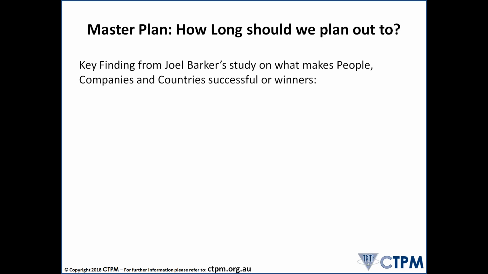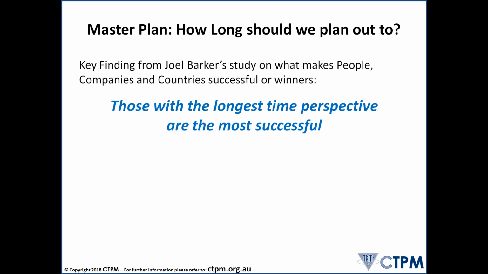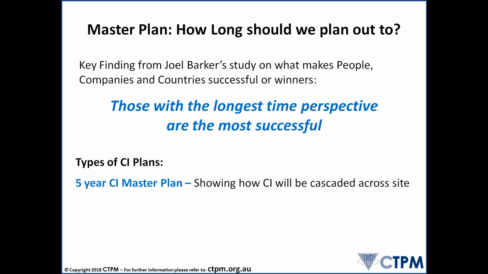Well, I keep finding from a guy who's done a lot of research into businesses and how they've been successful, Joel Barker. His study on what makes people, companies, and countries successful, or winners, is those with the longest time perspective are the most successful. So those with the longest sight, vision way forward, will be the most successful. Therefore, the CI master plan should be a 5-year plan. It takes at least 5 years to start reaching world-class quality, world-class performance.